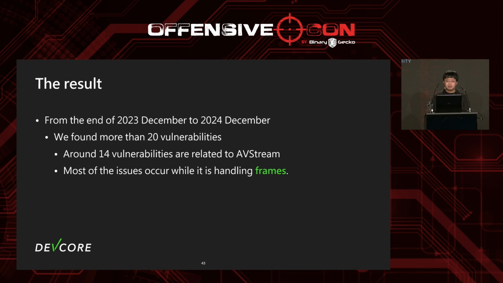Over the past year, we have been researching kernel streaming and found more than 20 vulnerabilities. Around 14 vulnerabilities are related to AVStream, and most of them occur during frame handling. In this talk, we will focus on frame-related issues.